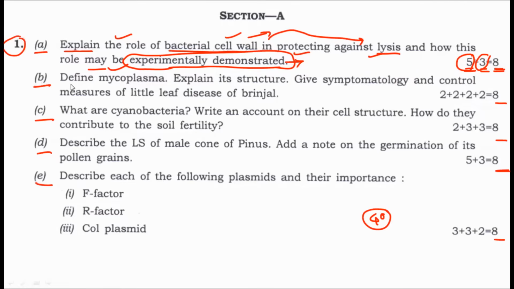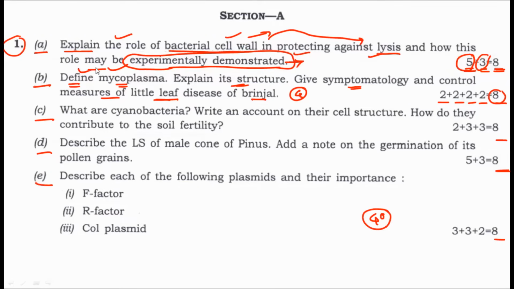The second sub question is: define mycoplasma and explain its structure, give the symptomatology and control measures of little leaf disease of brinjal. Now you can observe this question is split into 4 parts, each carrying 2 marks, making a total of 8 marks.